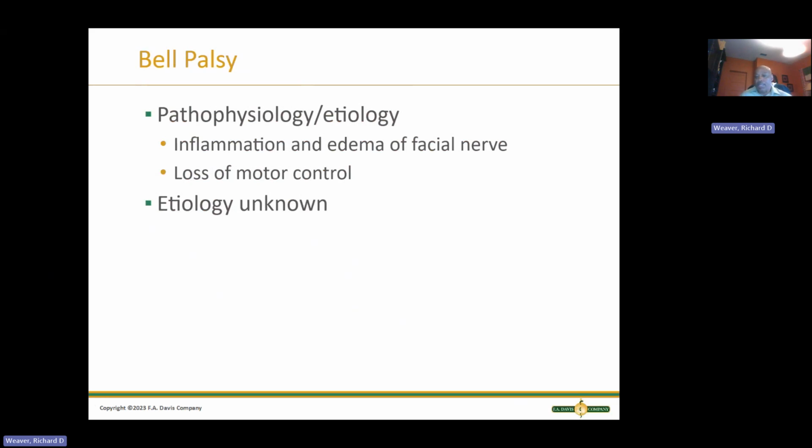Men and women are affected equally. This condition is more common in women in the third trimester of pregnancy. People with immune disorders such as HIV and people with diabetes can develop this condition as well. And it occurs in all ages, including children. All right. And sometimes the etiology is just not known.